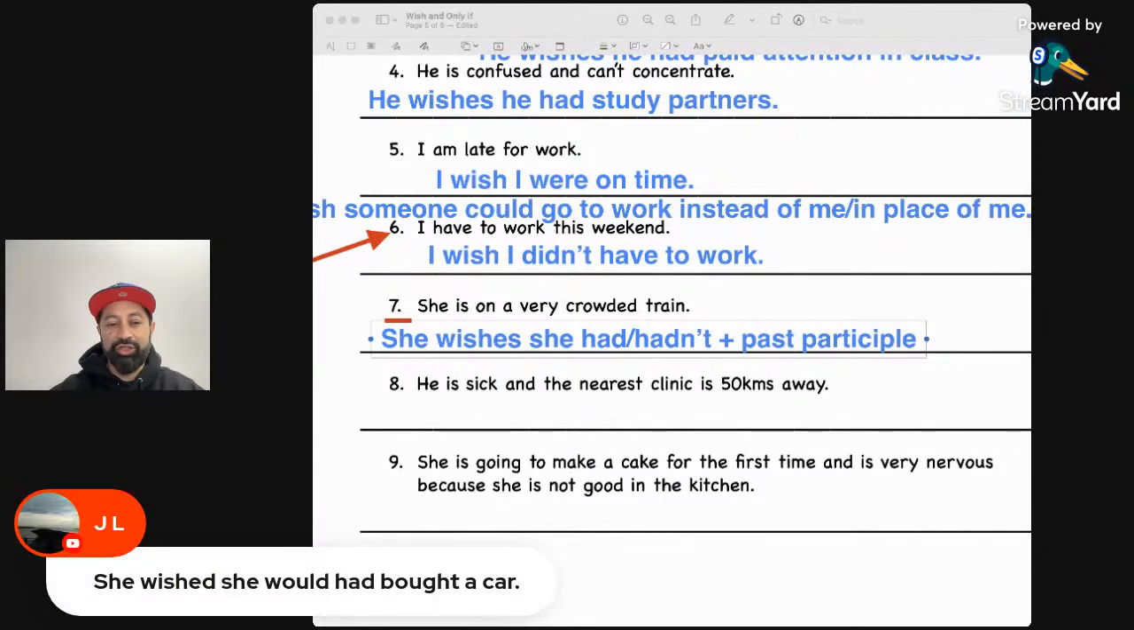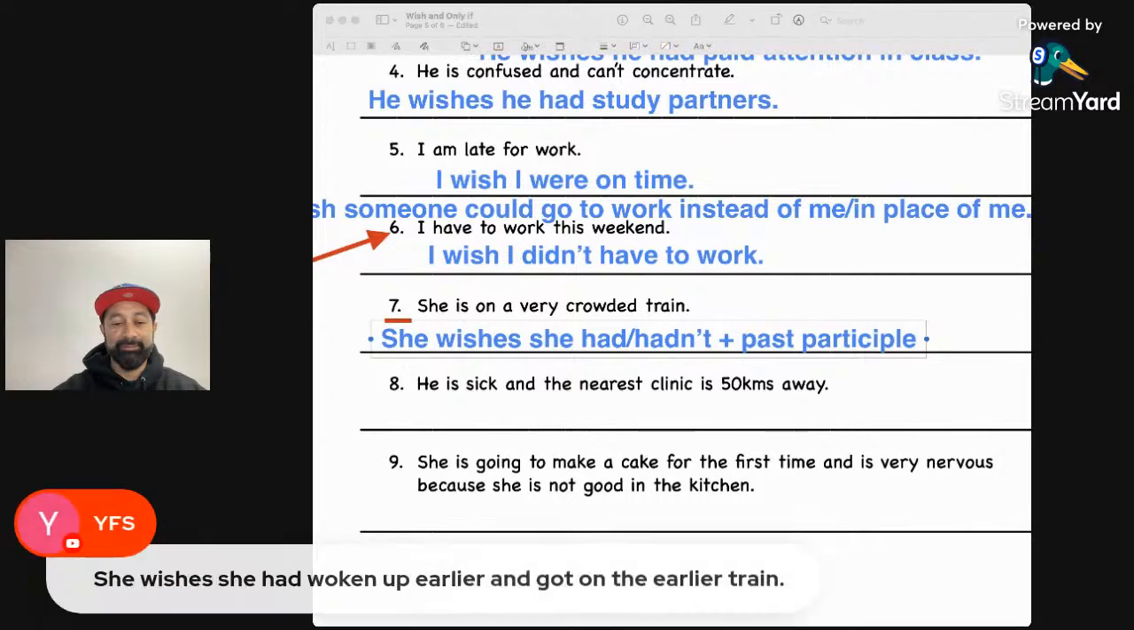Okay, JL. She wished she would had bought a car. She wishes, I think that's just a typo. She wishes she had bought a car. We don't need the would. She wishes she had bought a car. Yeah, maybe she had the opportunity to buy a car.